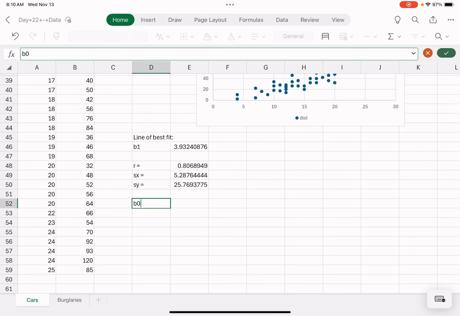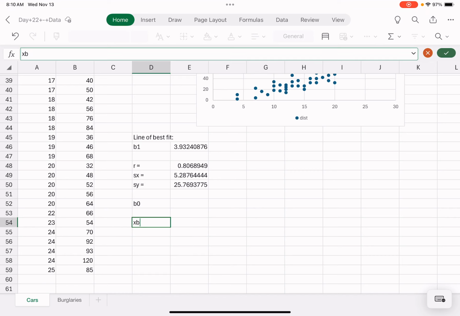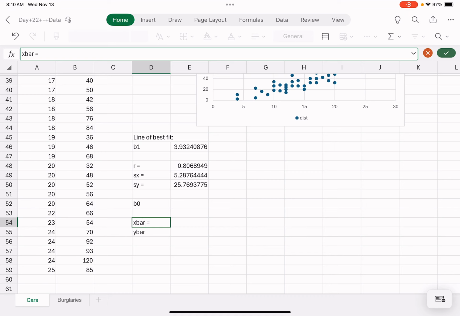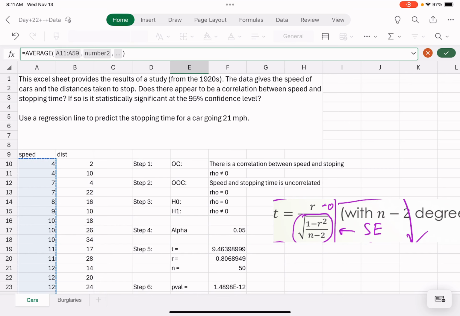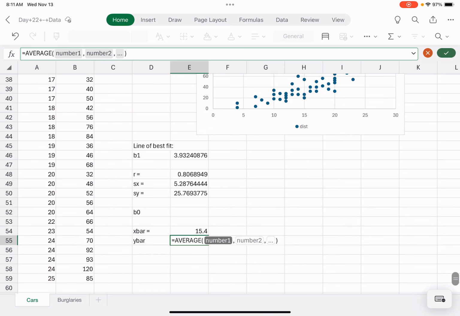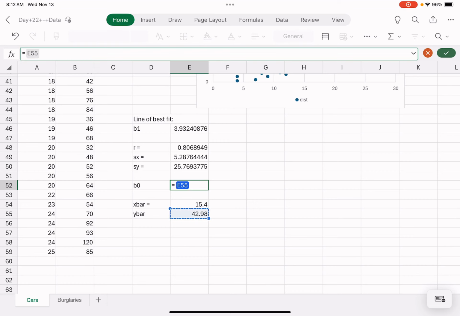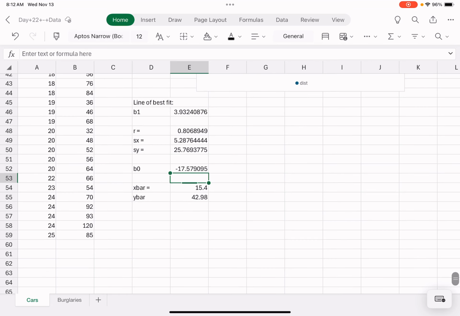Now I would like to find my intercept, B0. To do that, I need B1, which I already have, but I also need X bar and Y bar. So right now, I'm going to take the mean of my data. So this is going to equal average. There I take the mean of the speeds, and then I take the average of the stopping times. And so now B naught is going to equal y bar minus B1 times x bar. Enter. And there's my intercept.